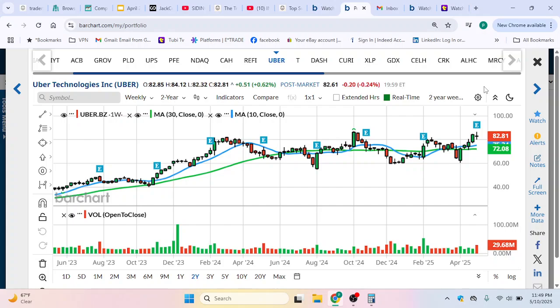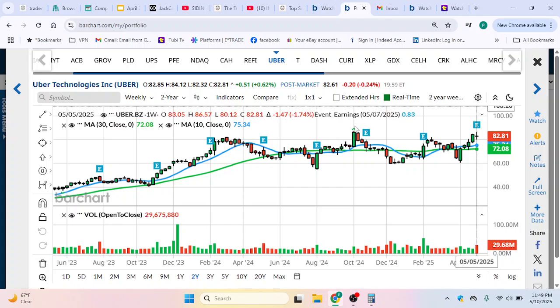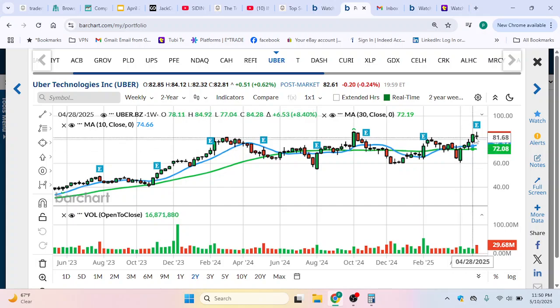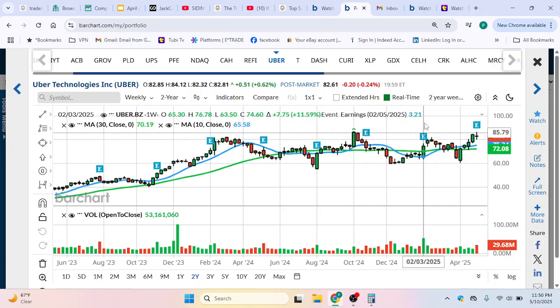Versus Uber. I have a position in Uber, and Uber right now is showing a profit for me because I had a nice cost. What is my cost in Uber? It's somewhere in this area right here. So I have a cost basis of around $72 in Uber. So it closed Friday at 82. Because my cost basis is lower than where it closed, I understand my position.